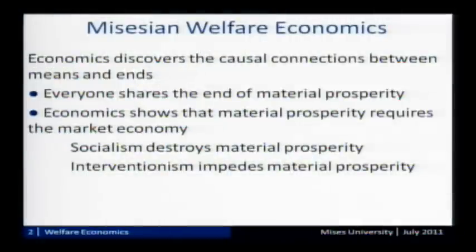Okay, so how do you get from that claim, which is a standard claim in economic theory, to Mises' justification for laissez-faire? How does he do this? Well, he makes one ethical claim. He says, everyone shares the end of material well-being. Everyone wants to have better and more plentiful material goods. So that's his starting point. That's his end. He says, look, in society, this is what we want.